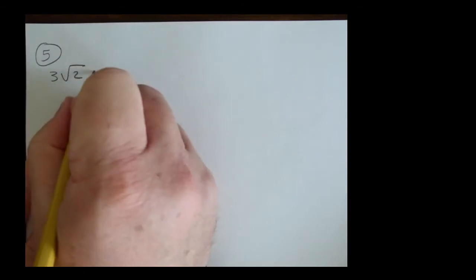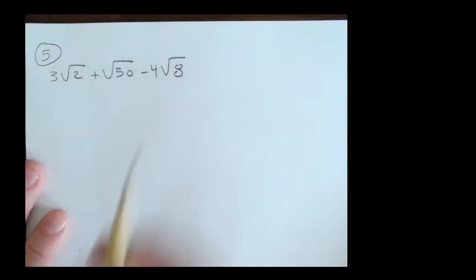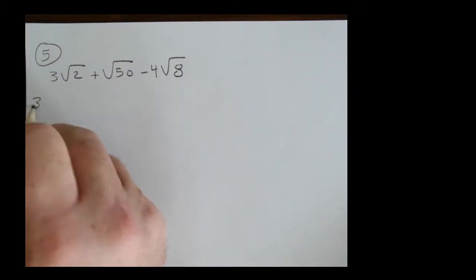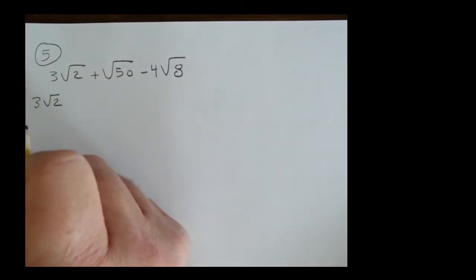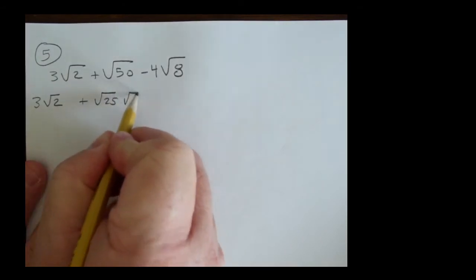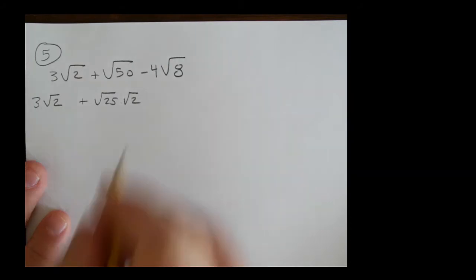Okay. Let's go through the problems that we have. Number 5. Hopefully, I'm really hoping that you saw what is, I don't want to say it's tricky, it's just unique on number 5. Okay, 3 square root of 2 stays there, plus square root of 25 times the square root of 2. Okay, so there's that one.